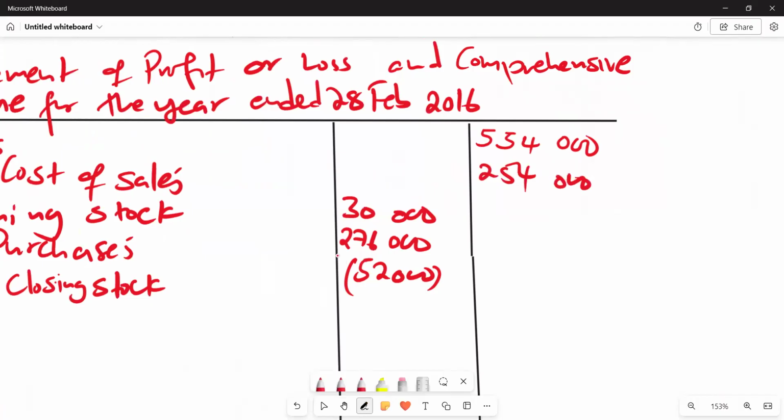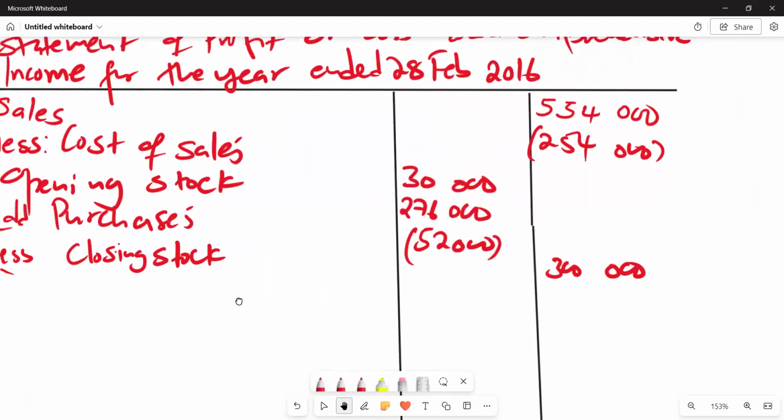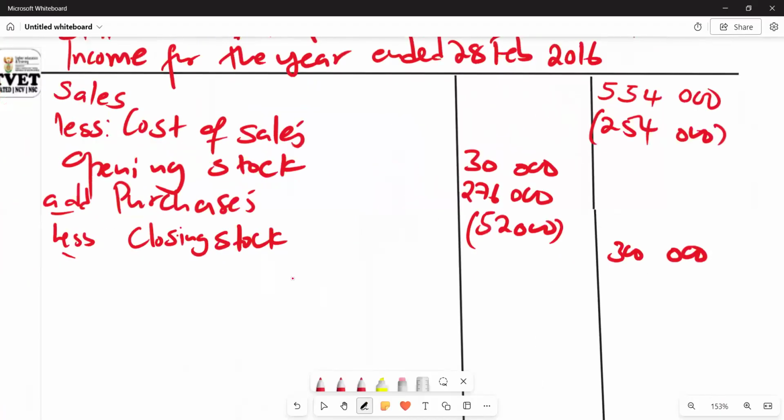And again, we are saying less cost of sales. So this is the figure for cost of sales, so we are subtracting it. If we subtract here 554,000 minus 254,000, we're going to get 300,000. And then the description of this figure is gross profit. You have to take note that if our sales are less than our cost of sales, we're going to get a negative figure here. So you leave it in brackets, and if it's negative, it will be a gross loss. We have to take note of that.